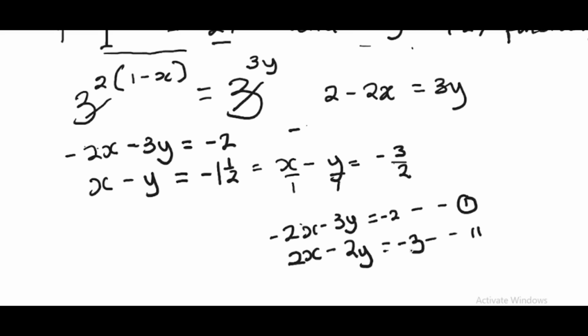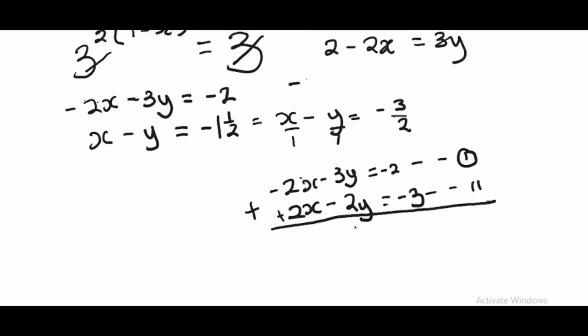So solving simultaneously using the elimination method, the coefficient of x in equation 1 and 2 are the same, just that the signs are different. All right. So when the coefficients are the same but the signs are different, we add. But when the coefficients are the same and the signs are the same, we subtract. Okay, I believe you have your pen and your paper.